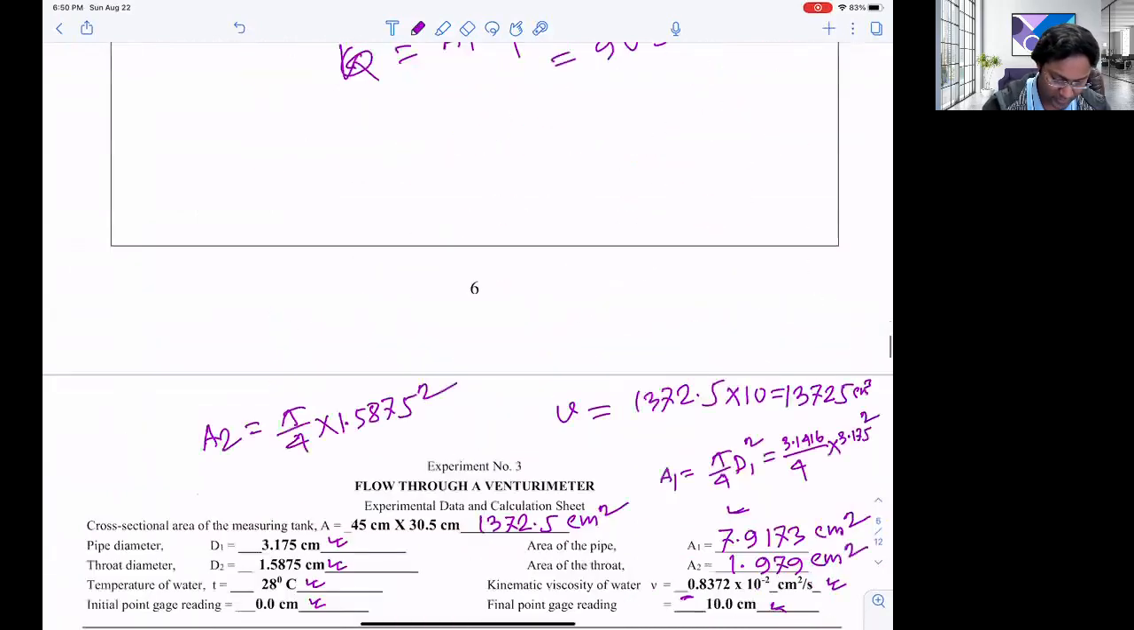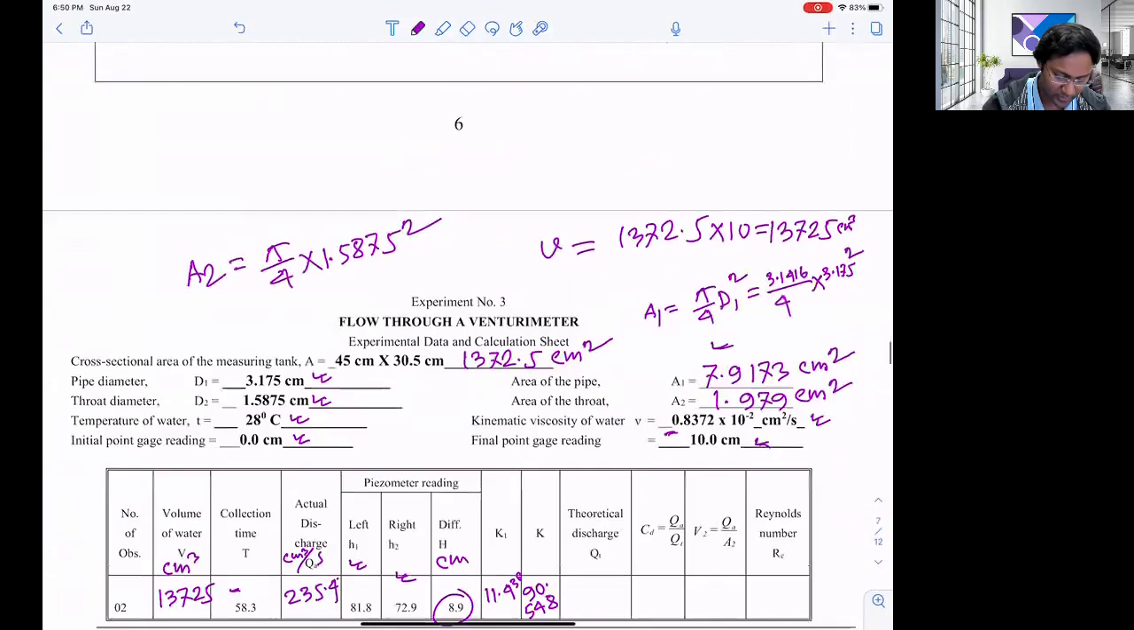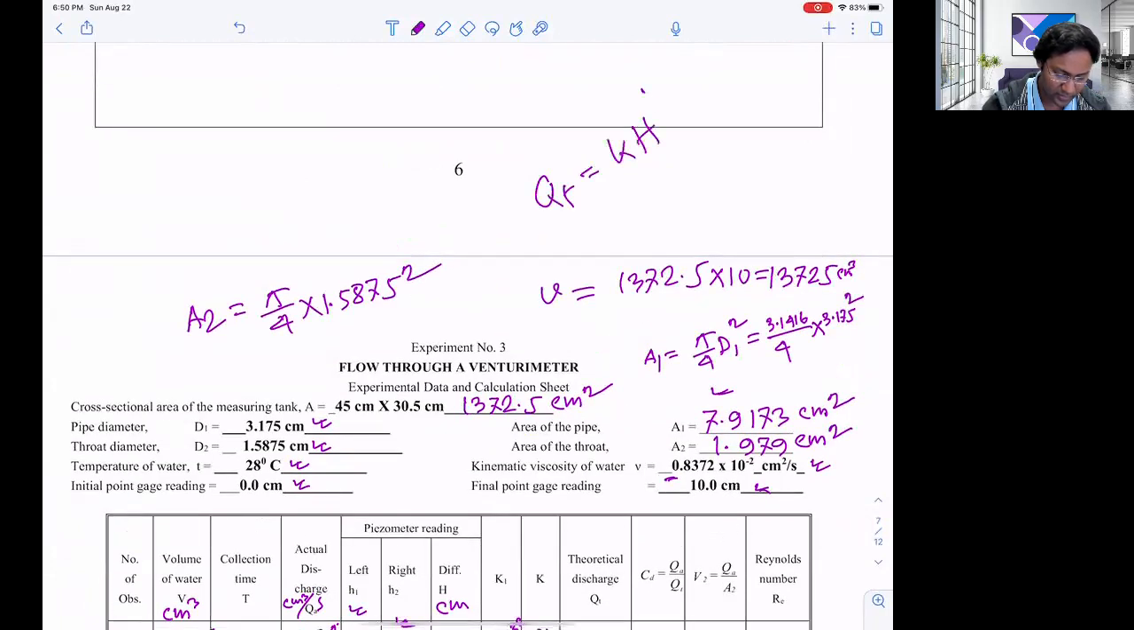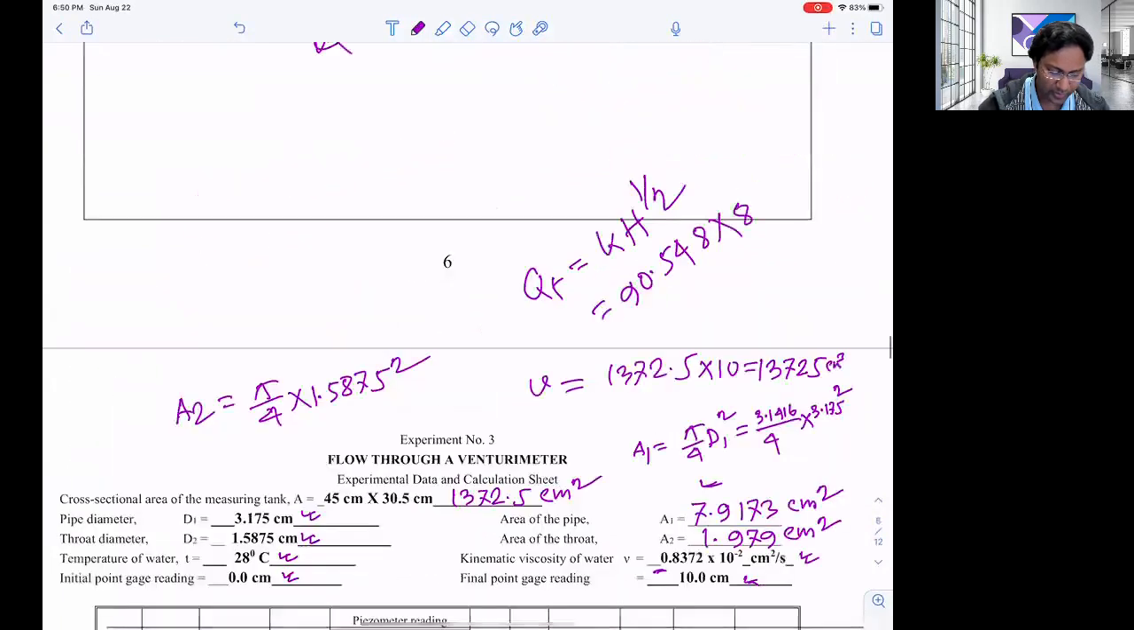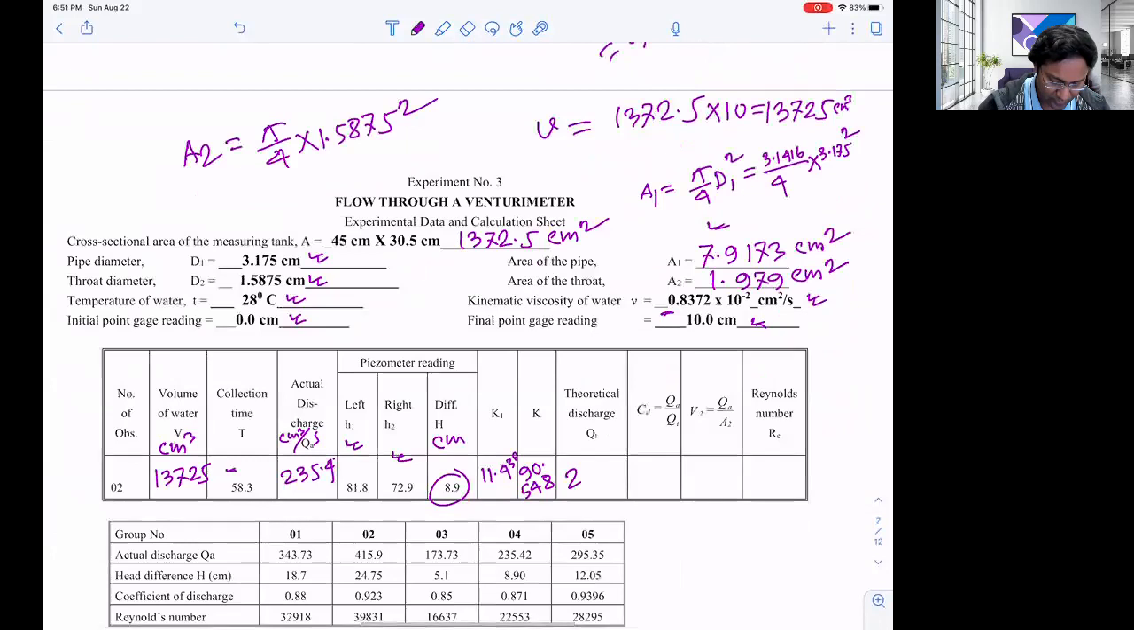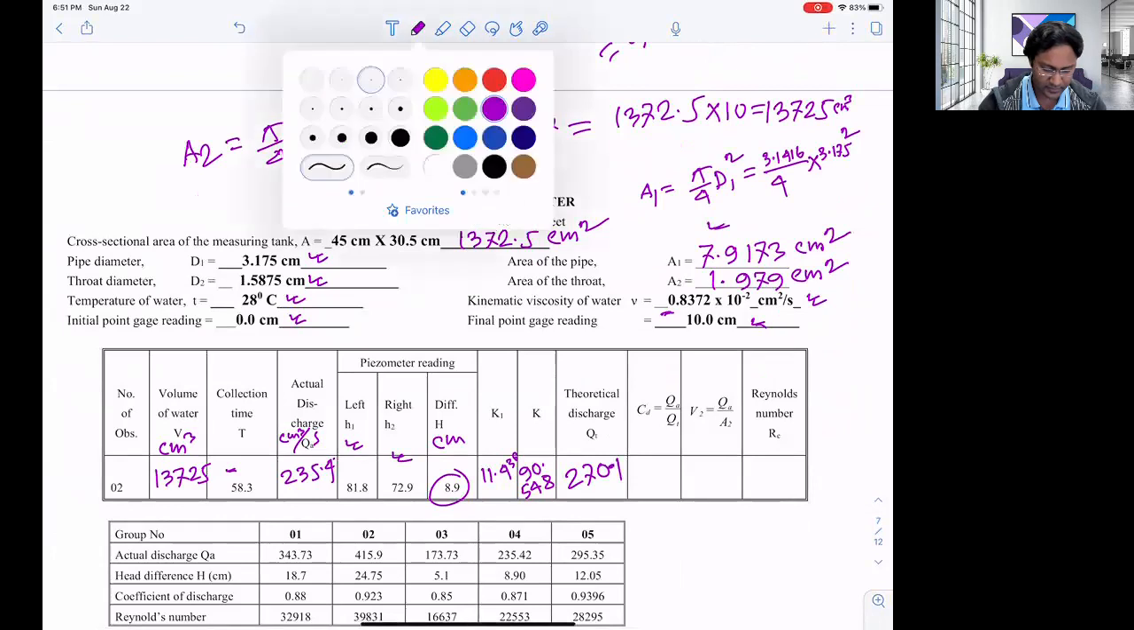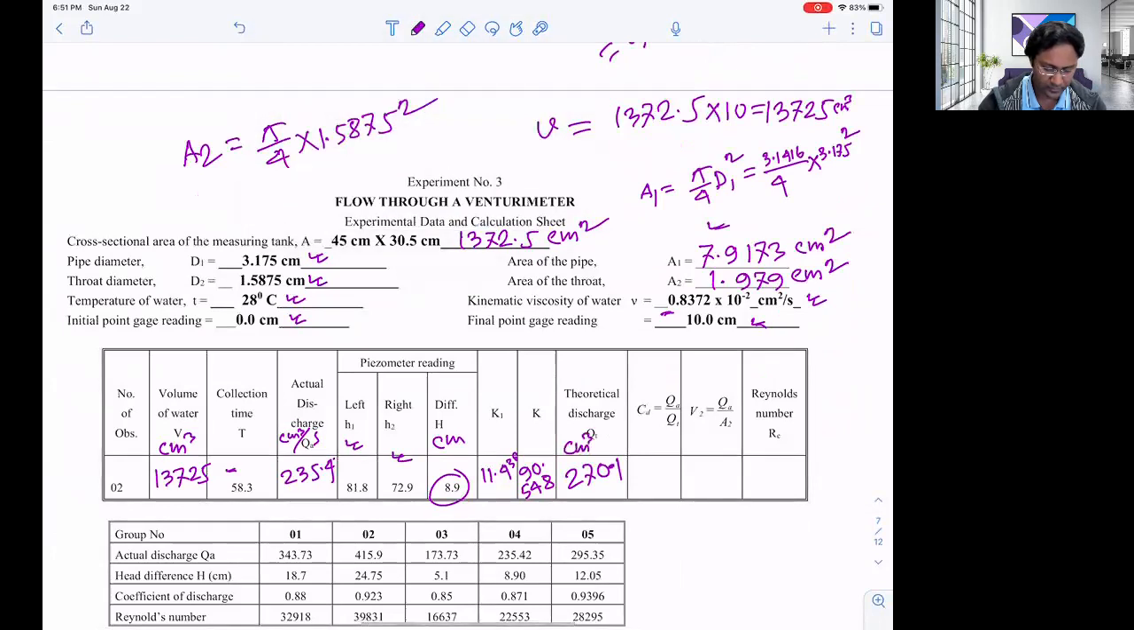We have K. Then QT, right? We know QT is equal to K times H to the power half. That is the expression. So we know K is 90.548, and H, the difference, is 8.9. So this one into 8.9 to the power 0.5. So we are getting 270.1. That is the theoretical value of flow rate, and we have QA.